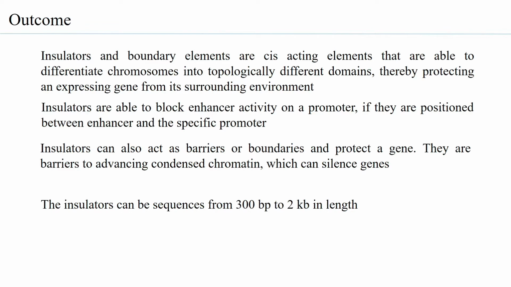Insulators can be sequences anywhere between 300 base pairs and 2 kb in length. Many of the cis-acting elements are present as short stretches, but they are short stretches distributed over a range of base pairs. So you have insulators as small as 300 base pairs to as long as 2 kb in length. Now let us understand insulators by looking at certain examples.